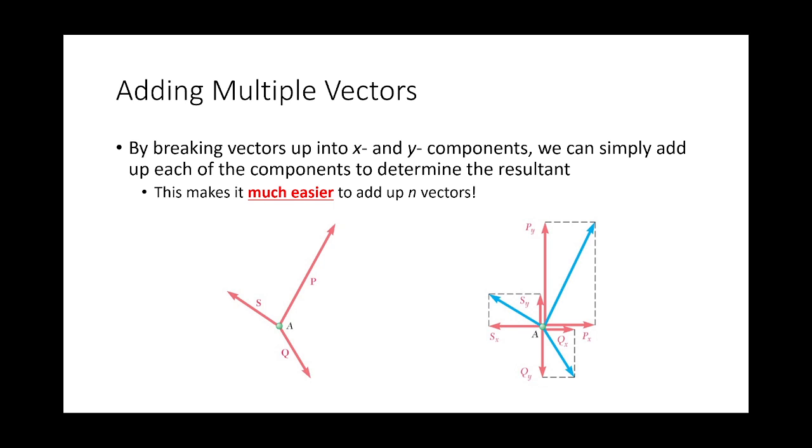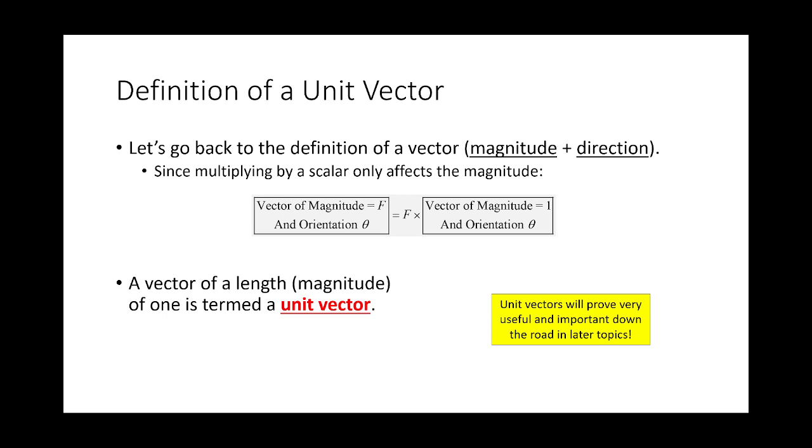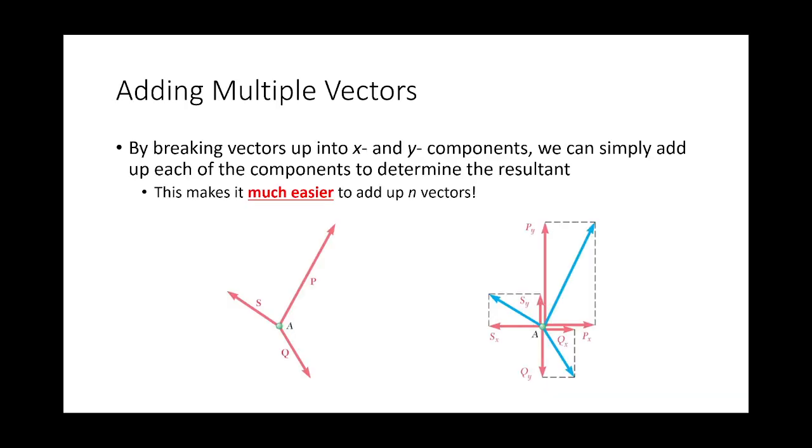So the idea is that whenever we have a system like this that has 3, 4, 5, 6, 7 vectors, we're going to take each of those vectors and split it up into x and y components. So we'll take vector p, split it up into x and y components. Take vector q, split it up into x and y components. Split vector s, split it up into x and y components.